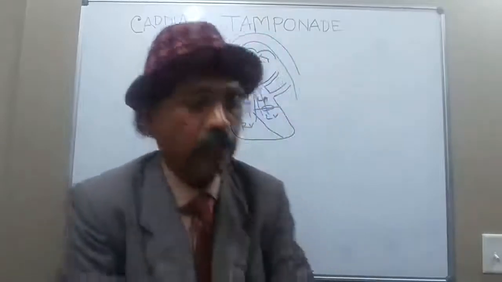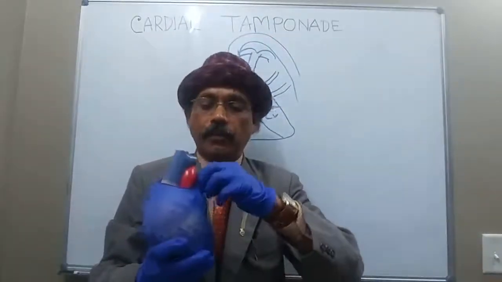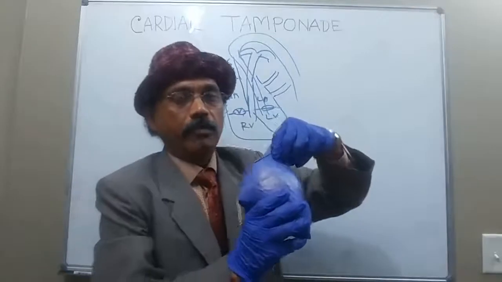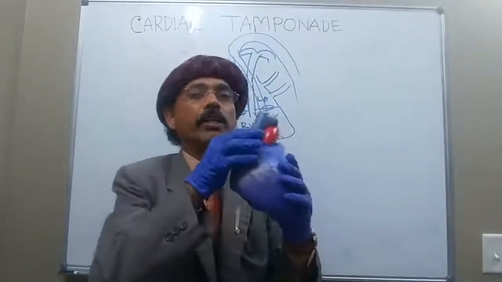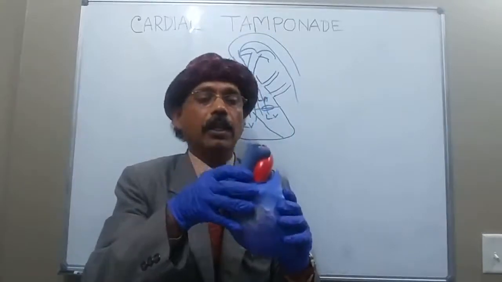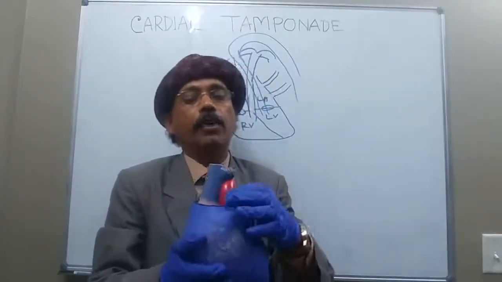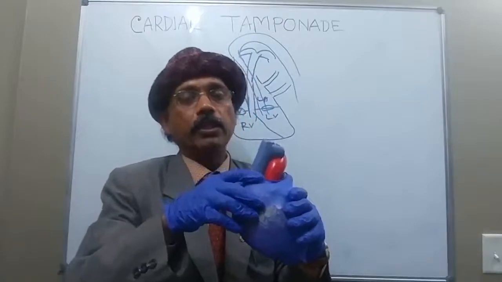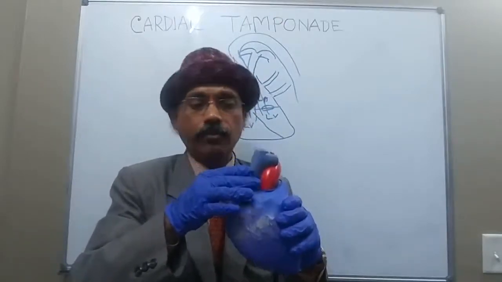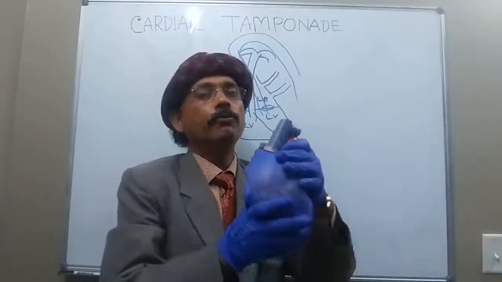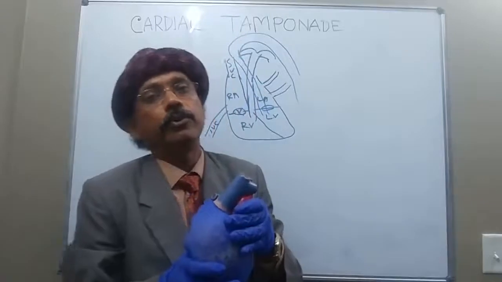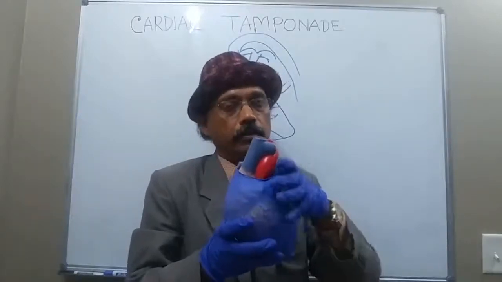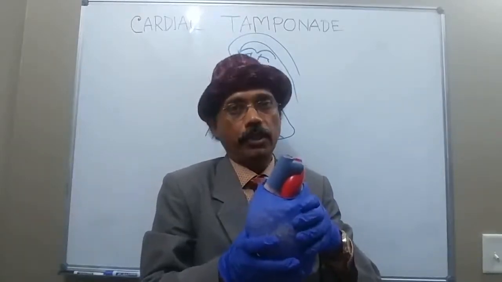Our heart is inside a fibrous sac, the pericardium. The fibrous pericardium is blended with the tunica adventitia of the blood vessels, like the ascending aorta and the superior vena cava, at the root of the great vessels, and this is a closed sac. It only contains around 20 to 30 ml of serous fluid, which helps the heart go through systole and diastole without any problem.